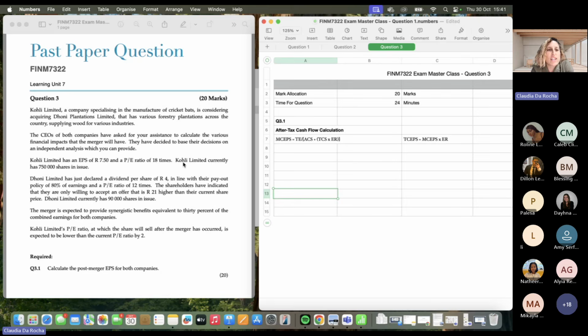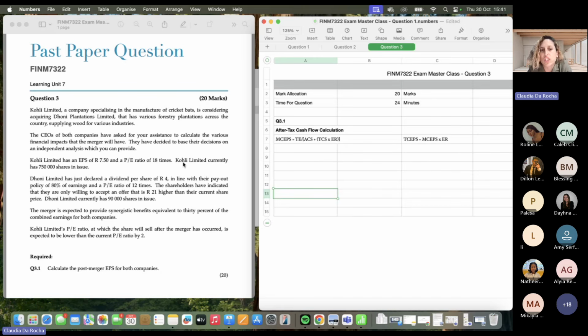Donny Limited has just declared a dividend of 4 Rand per share, in line with their payout policy of 80% of earnings, and a PE ratio of 12 times. The shareholders have indicated that they are only willing to accept an offer that is 20 Rand higher than their current share price. Donny Limited currently has 90,000 shares in issue. The merger is expected to provide synergistic benefits equivalent to 30% of the combined earnings for both companies.